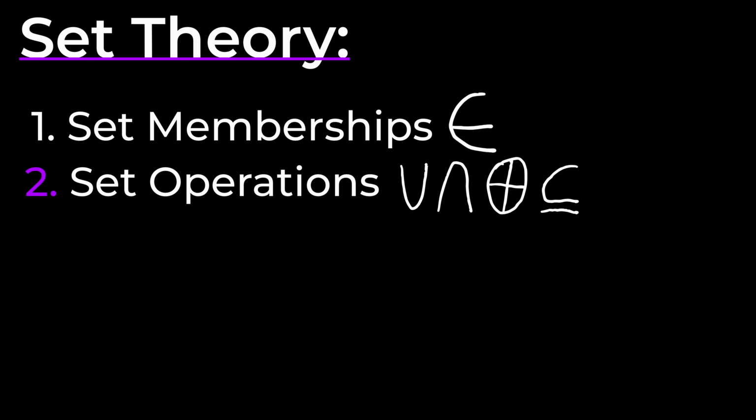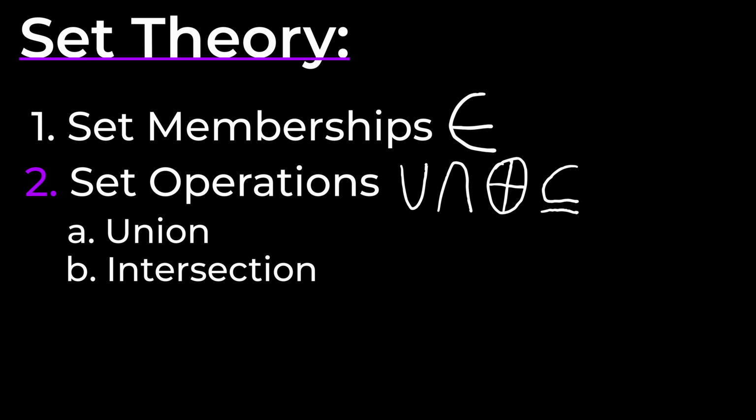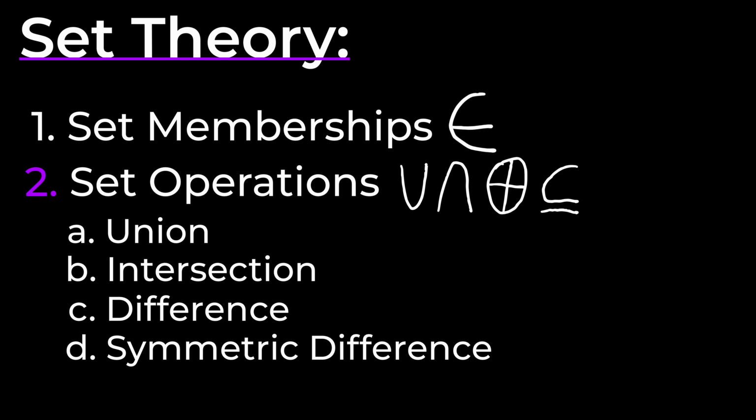Set operations are mathematical operations that combine, compare, or relate elements of sets. The 5 main concepts of set operations to understand in the context of firewalls include unions, intersections, differences, symmetric differences, and subsets. Unions combine elements from 2 sets, creating a new set with no duplicates. You write it with this U symbol.